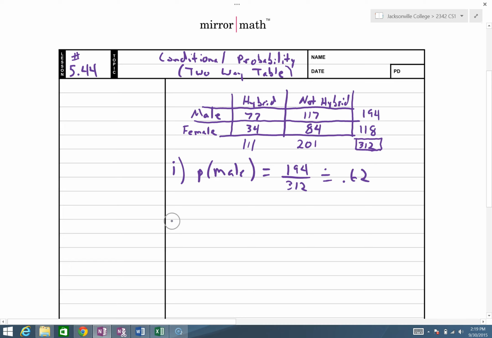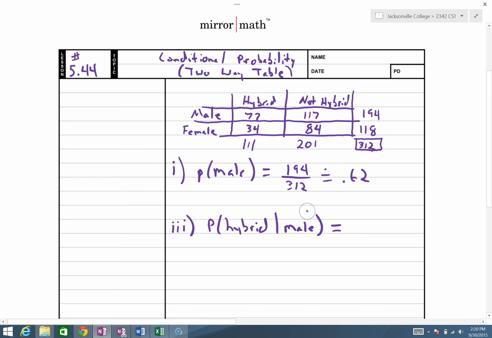All right, I'm skipping on down and I'm going to look at number 3. Number 3 says, what is the probability of a hybrid given that you are male? First of all, if you have not watched the first video on conditional probability, you should do so at this time to understand what this notation means. But what this is telling us is that our entire world is now just the males. We don't even care about the females.